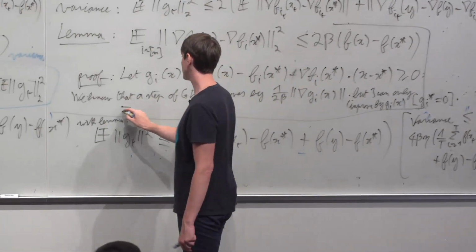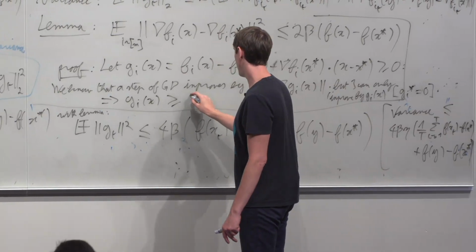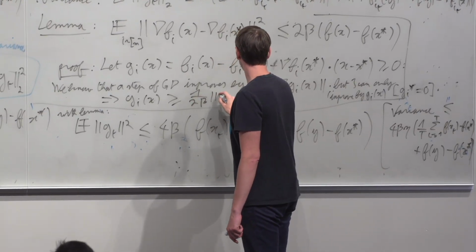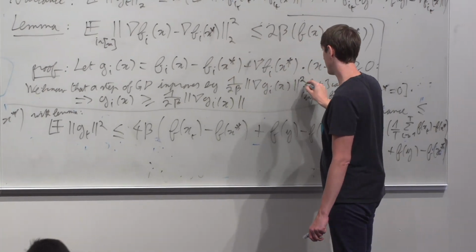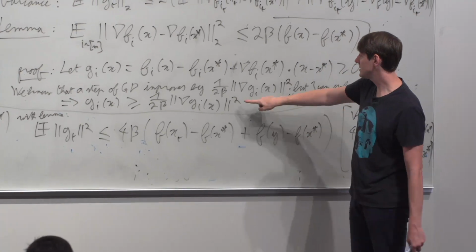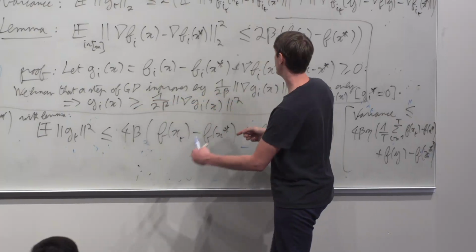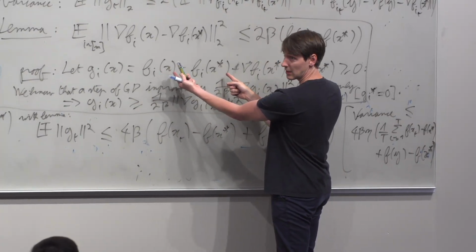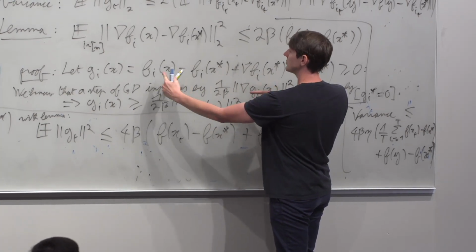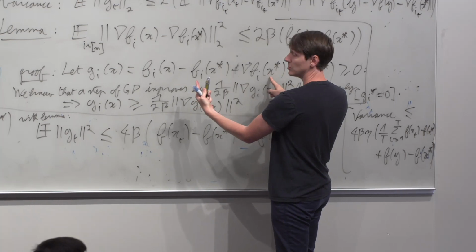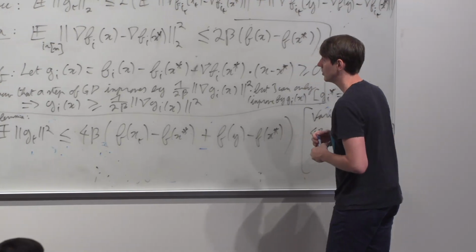So this implies that g_i of x is lower bounded by 1/2 beta times the norm of the gradient of g_i of x, and there is a square. But now if you take the expectation of this inequality, it's exactly what I claimed. The expectation of g_i is exactly f of x minus f of x star. It's exactly the suboptimality gap. And the expectation of the gradient of g_i, the gradient of g_i is just grad f_i at x minus grad f_i at x star. So this is exactly that term. It's a cute proof of this fact.